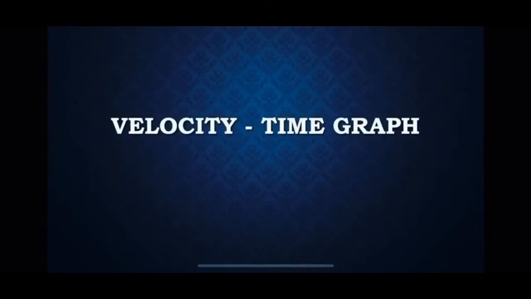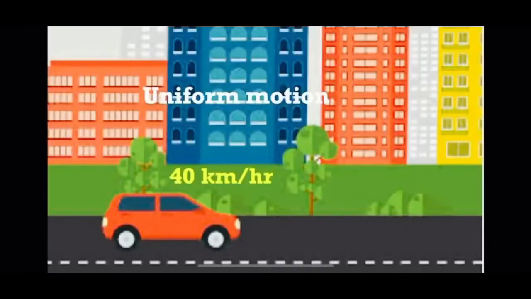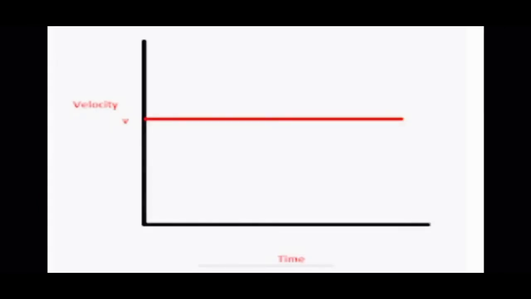Now we can discuss the velocity time graph. Suppose a car is moving in a straight line with a constant velocity of 40 km per hour. Graphically we can represent it like this. With time, the velocity is not changing. The velocity is like this.